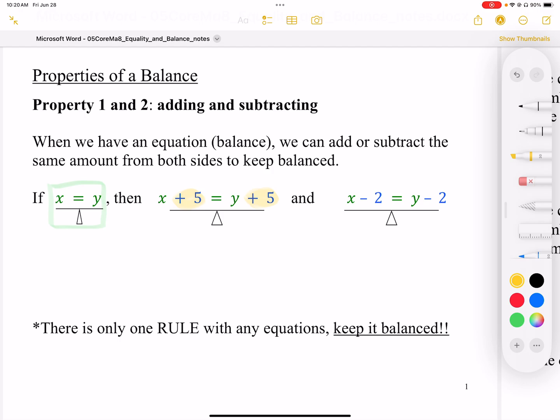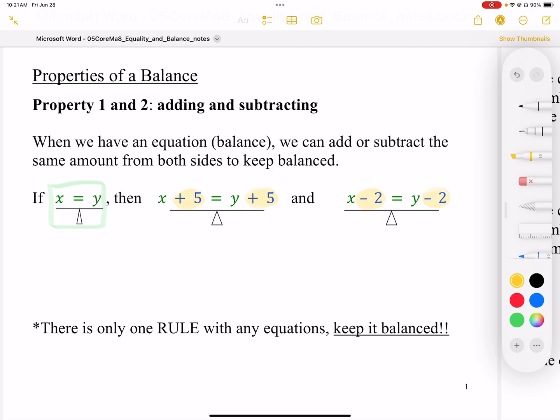Same with minus. If I start with x and y being balanced, if I add a minus 2 to one side and I put a minus 2 on the other side, as long as I do the same to both sides, it won't tip over.